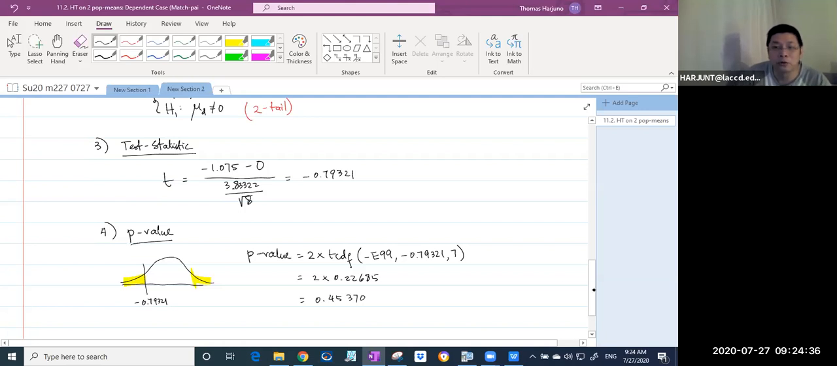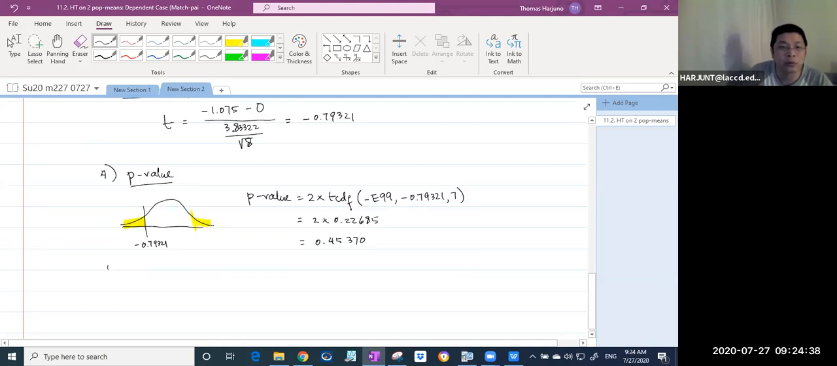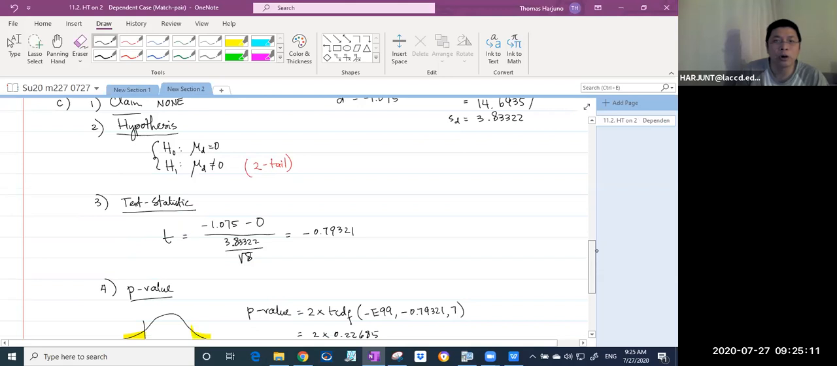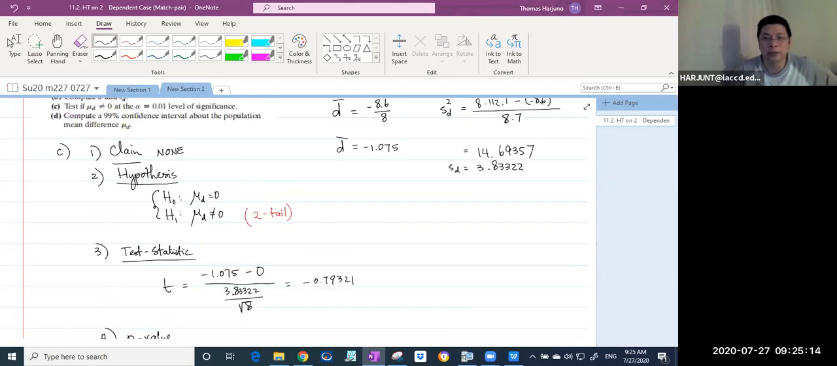Okay, now the p-value is too big, right? More than 5%. So we will say informal conclusion. Informal conclusion, we will fail to reject null hypothesis. So I'm done with this one question here, but actually I want to show you something. We already have the data. In fact, we already have the differences, so on and so forth.